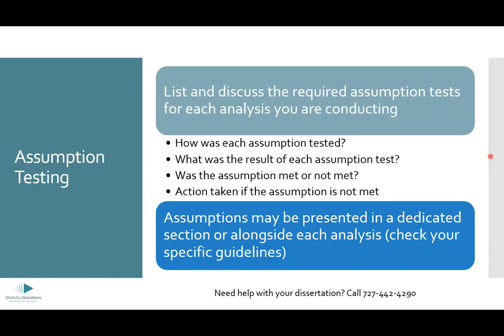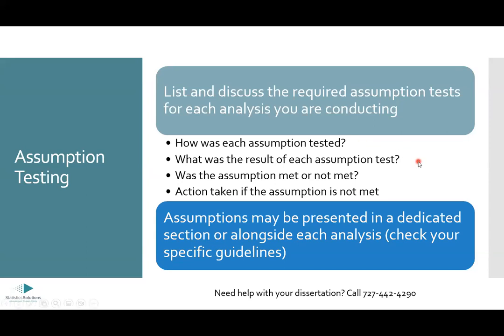In this section, you're going to explain what the assumptions for your tests are, and you're also going to explain how you tested the assumptions and what the results of that assumptions testing were. So were the assumptions met or were they not met? First, you will want to say how you tested the assumption. For example, for the assumption of normality, you might test that by looking at a histogram of the data. You might look at the skewness and kurtosis. You could run a Shapiro-Wilk test. Here you'll explain what you did.